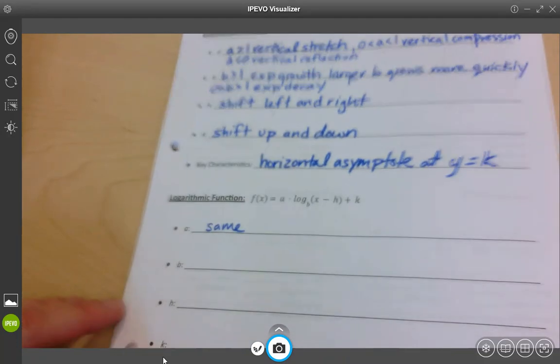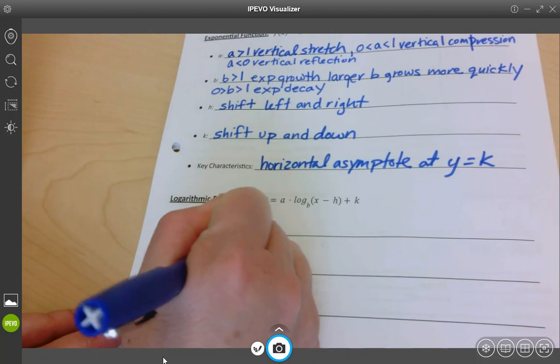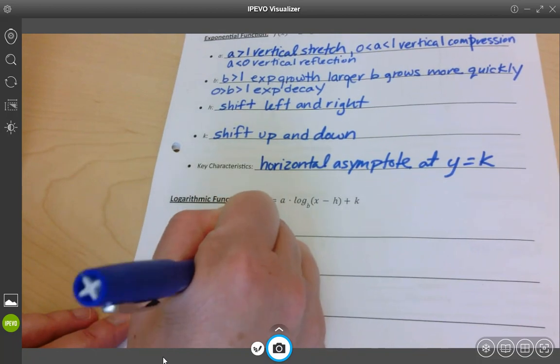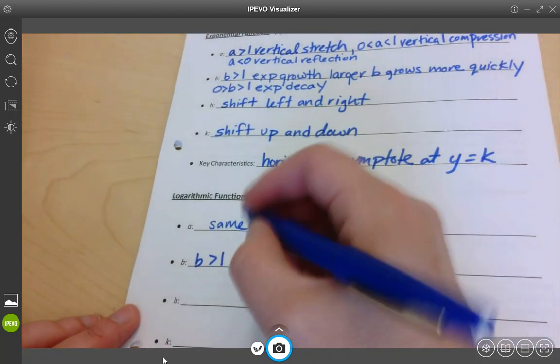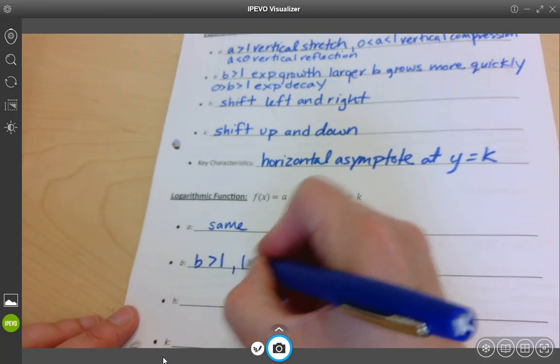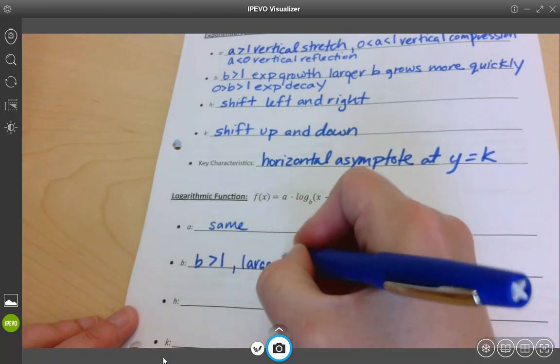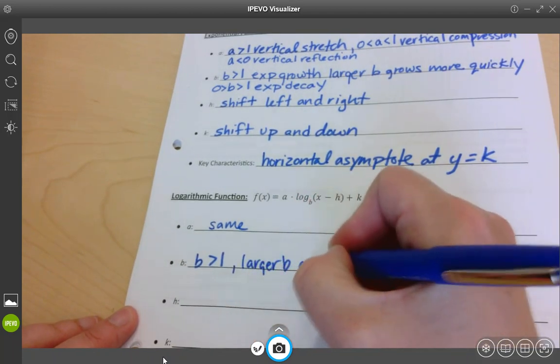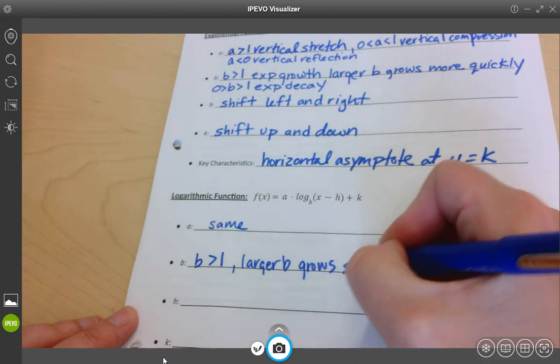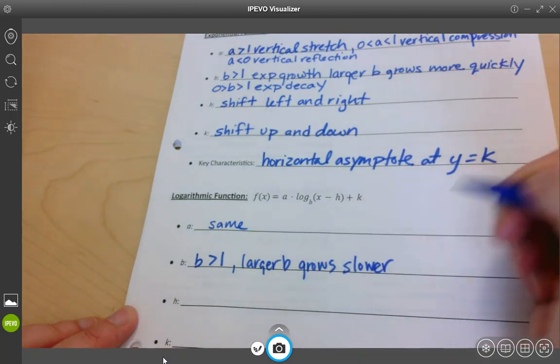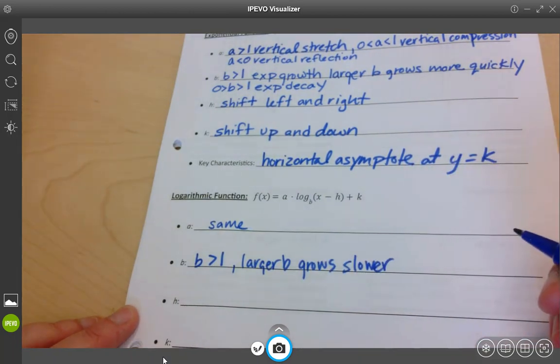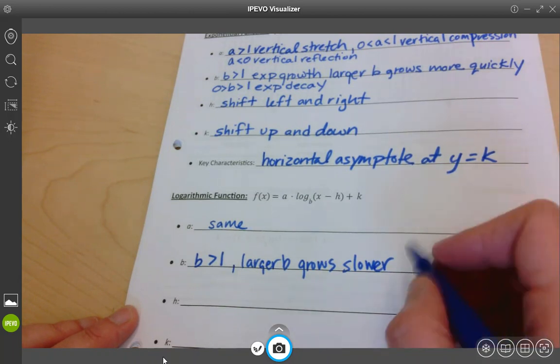So as the B is greater than 1, the larger B grows slower. Okay, and what else? And then if it was between 0 and 1, it reflected.